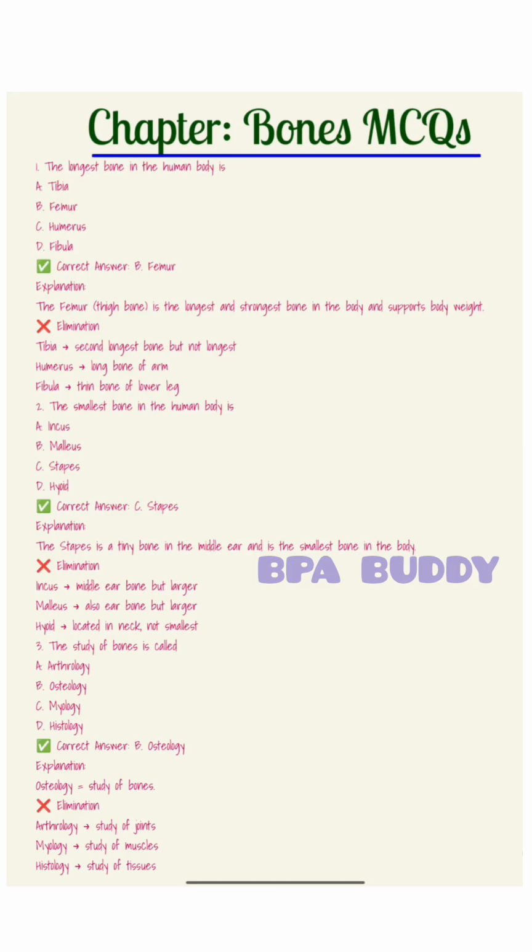Hello everyone. So in the MCQ series, chapter-wise MCQs we are going to do. So today's chapter is bone. So let's begin. The question is: the longest bone in the human body is.